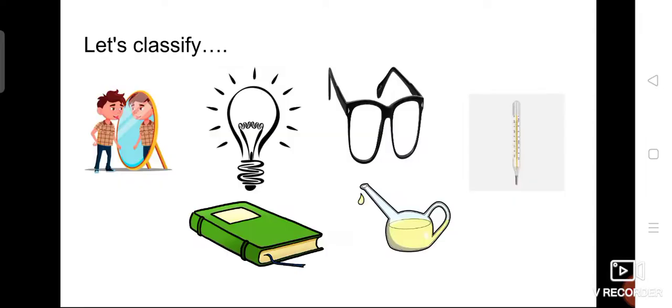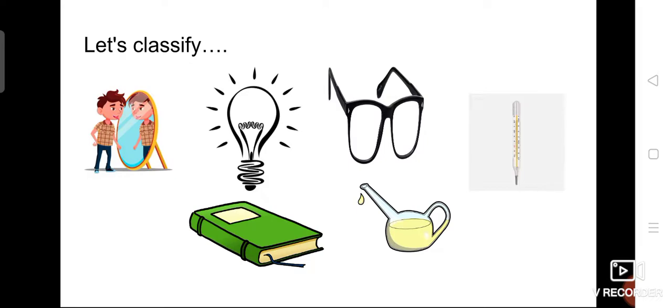Okay, so let us classify these. Here some objects are given which you are seeing on the screen. You are going to say whether each is transparent or translucent or opaque. So which picture can we select? First we will start with the mirror.